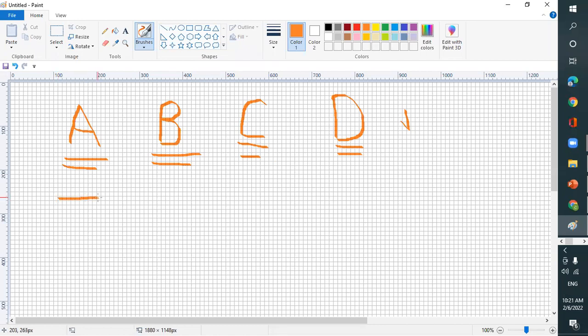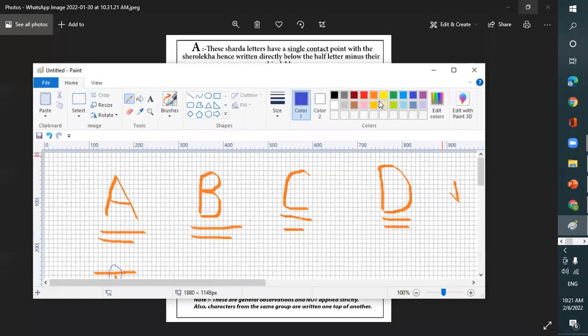Let me give an example. I am writing Sharada alphabets now, not Devanagari. Ka. How many places is it touching the Shirorekha? You see here, it is touching one time, right? One time here, just one time. This is category A.